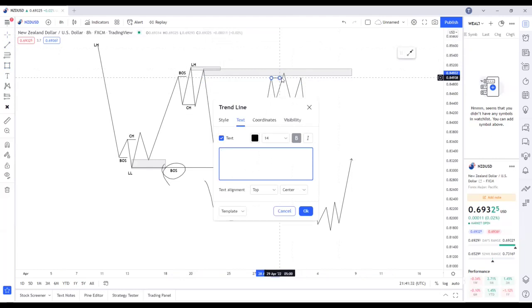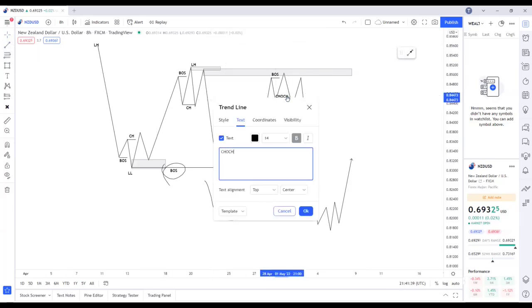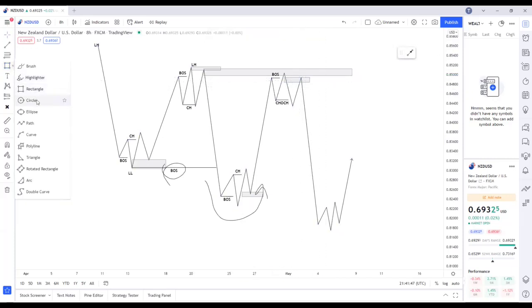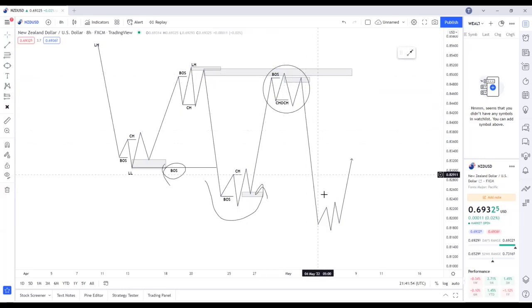We have a breakout of structure, and then we have a change of market character here, at the zone, which means we're going to have an order block within this range here. The market taps into the order block. Like I said, this acts as confirmation to show us that okay, I'm done with this bullish trend. I need to push to the downside afterwards.